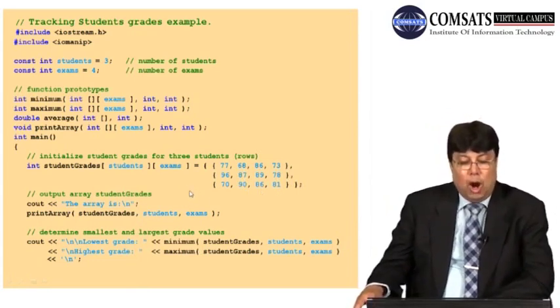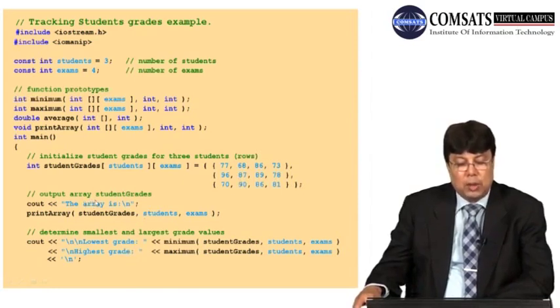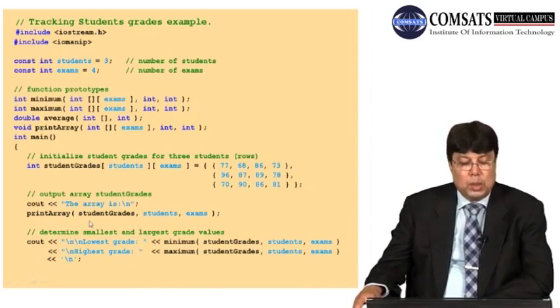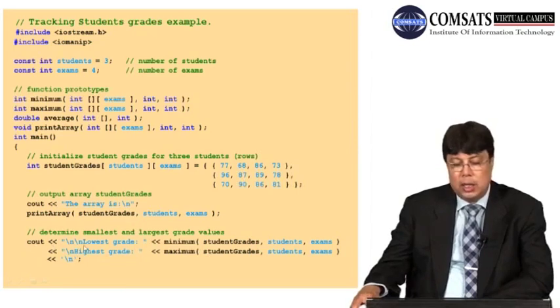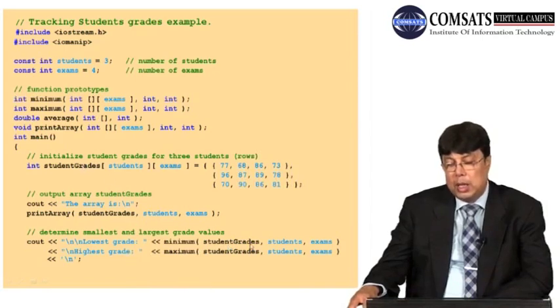Okay, output array. First of all, we would like to show this complete data on the screen. So for that purpose, we can call the function printArray. Then determine the smallest and largest grade student. So we can set here cout lowest grade, and then we can compute. We have passed this array studentGrades, we have passed the name of the array. And now we are passing here the students and exams.